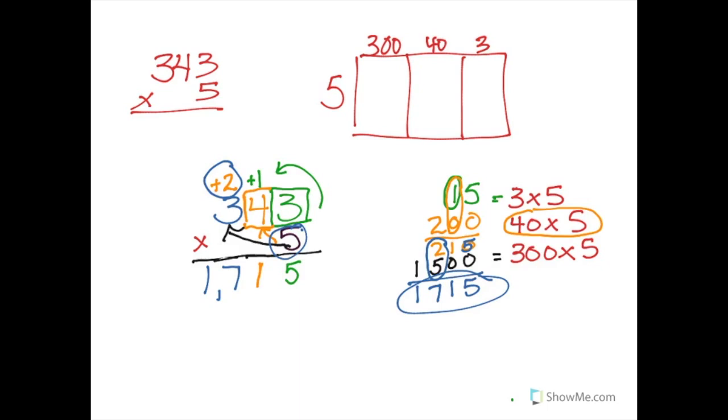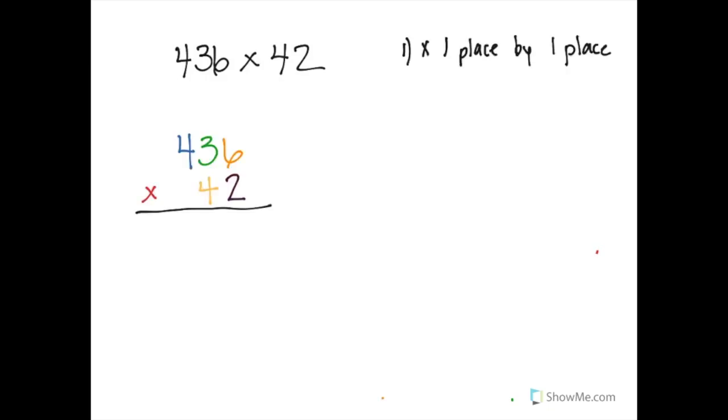We're going to do it now where we have a multi-digit number. So let's say that I have 436 times 42. All right, I am going to set up my problem. So the first step is just to focus on the ones place right here. So we're going to set up our problem like this. So 6 times 2. So 6 times 2 is 12.